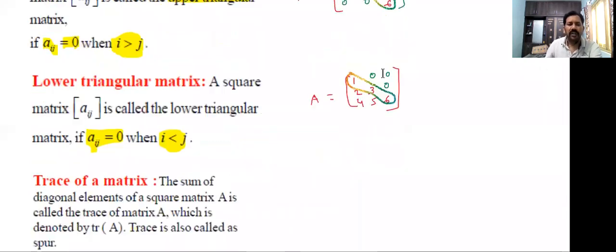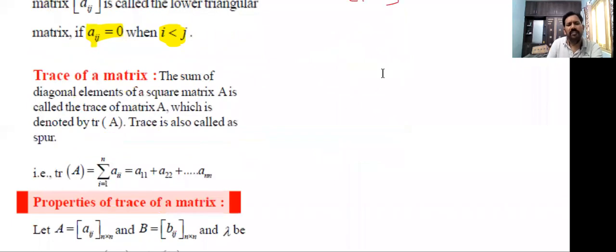Next, I am going to the trace of a matrix. What is the trace of a matrix? The sum of the principal diagonal elements of a square matrix is called the trace of the matrix. It is denoted by trace of A. Trace is also called spur. Okay. Now see one example, then you will understand.